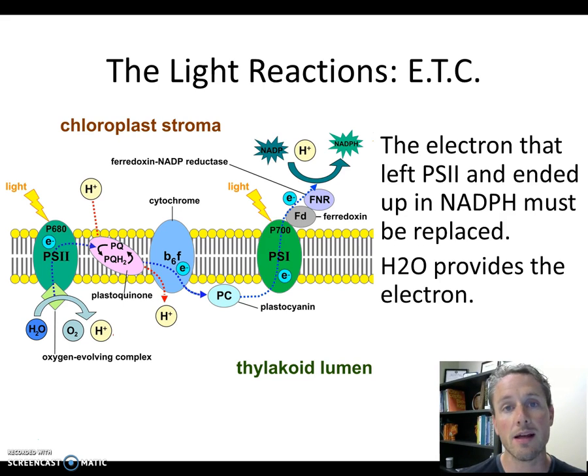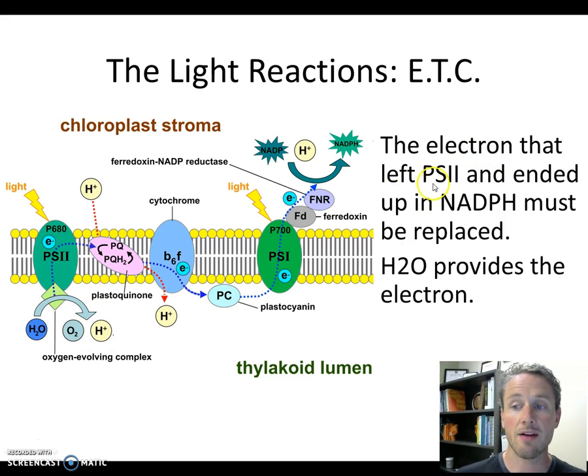So the way we replace electrons in photosynthesis is we steal some electrons from water. So these electrons are going to leave water. They're going to replace the missing electron in photosystem 2. And when we take electrons away from water, we create O2 and H+.